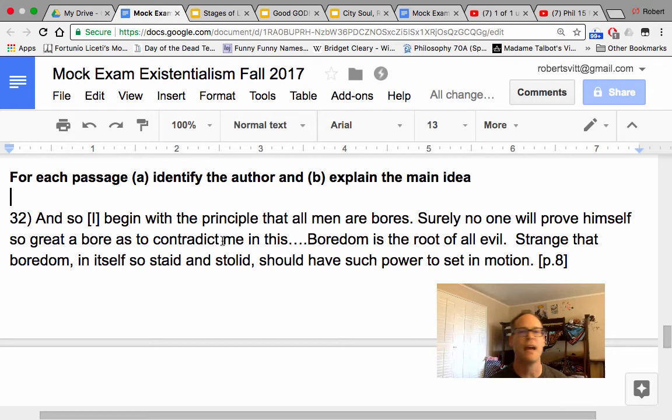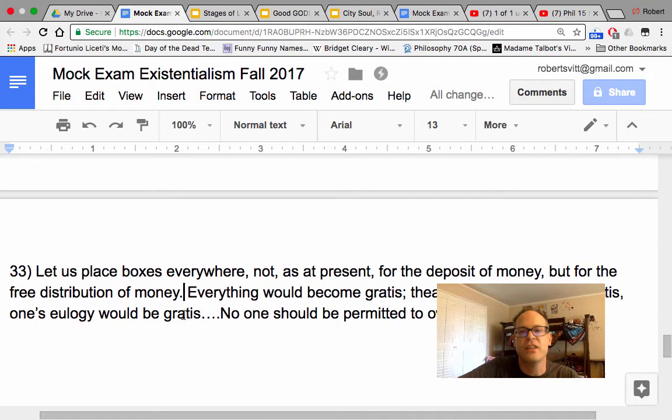Okay, very similar. "Let us place boxes everywhere, not as a present for the deposit of money, but for the free distribution of money. Everything would become gratis. Theaters gratis. Be buried gratis. One's eulogy would be gratis. No one should be permitted to own any property."